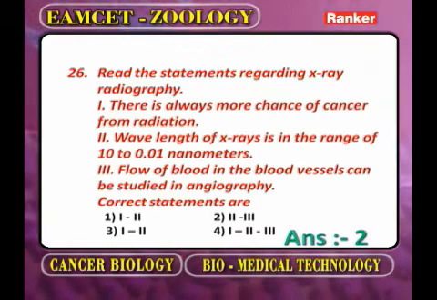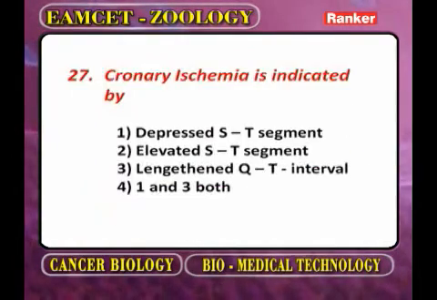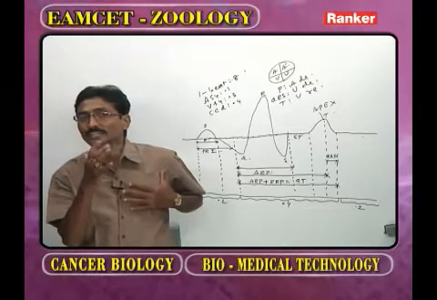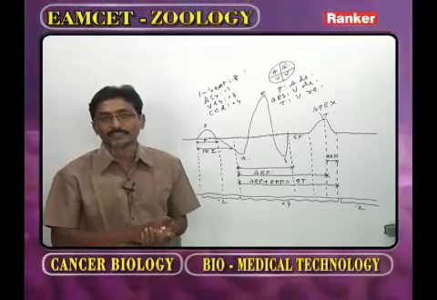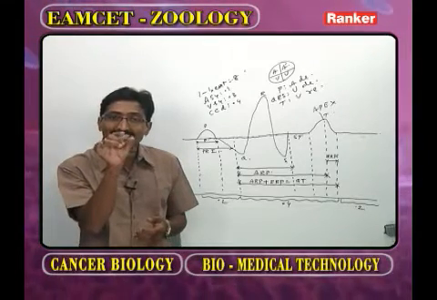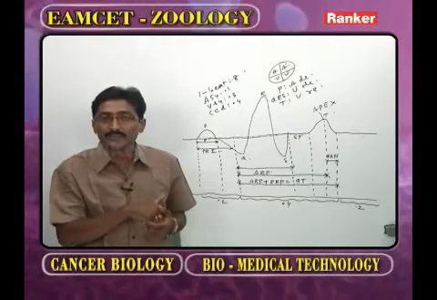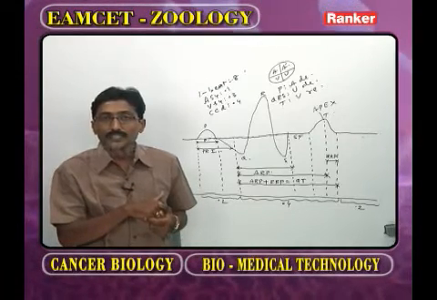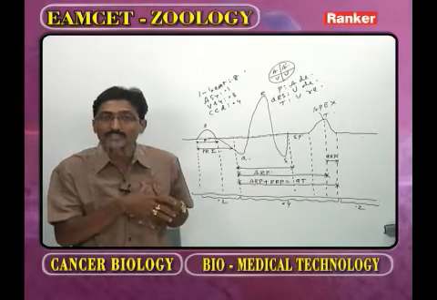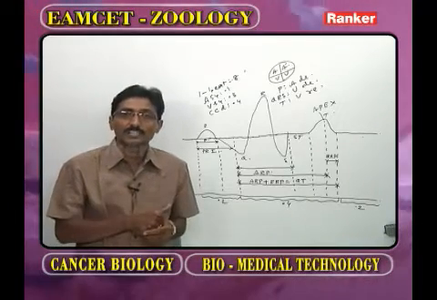Now the next one. Coronary ischemia is indicated by, now as we observe in our body, the heart is present. Name the artery that supplies blood to the heart muscles: the coronary artery. Whenever the coronary artery is damaged, it is replaced by another blood vessel. Whenever the coronary artery is blocked, there is no proper blood supply to the heart muscles, and we get symptoms regarding the heart.